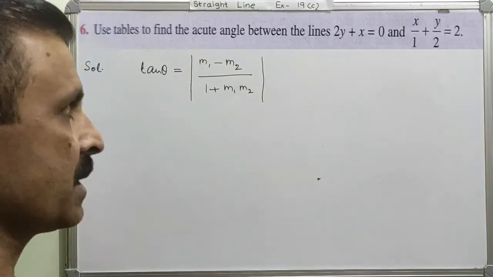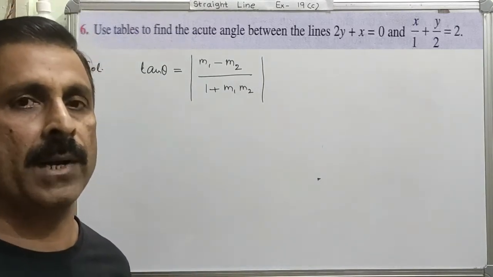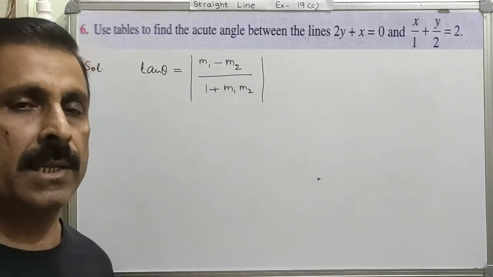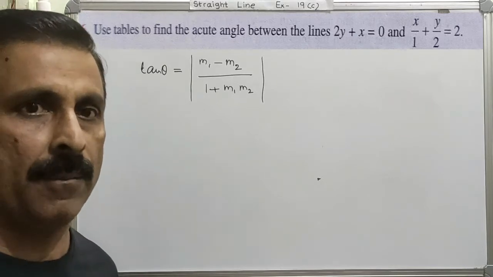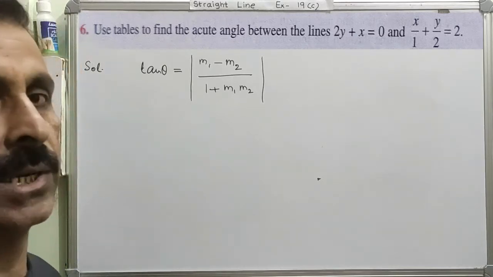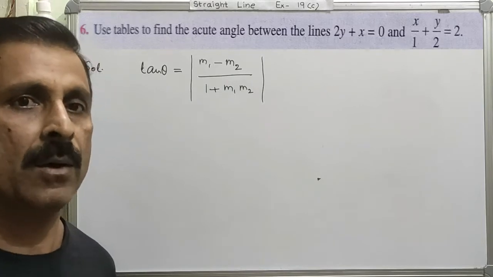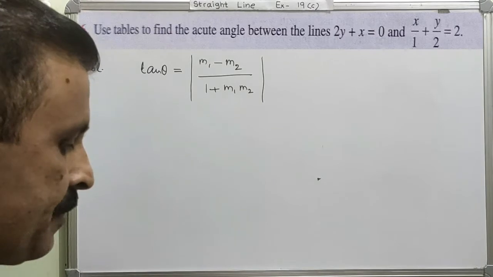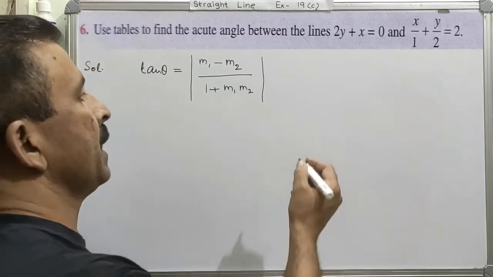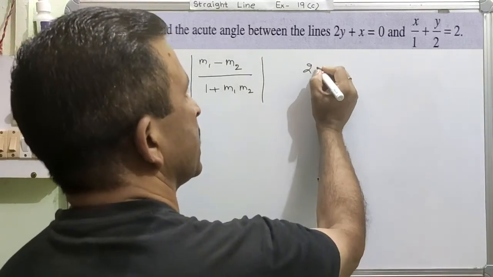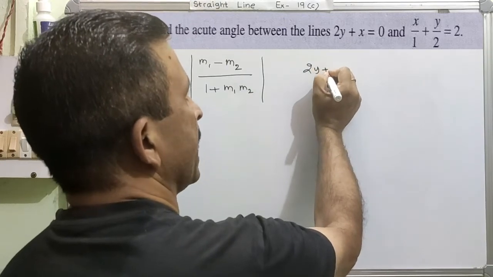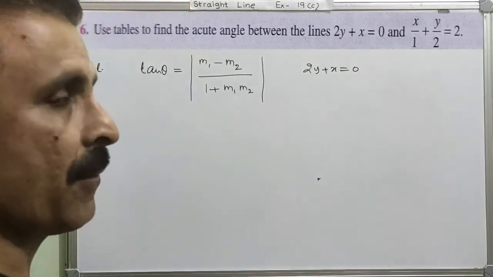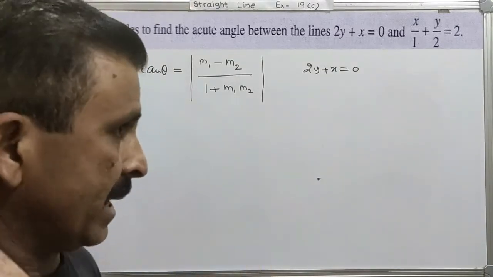Is it okay? So first of all, from the two given equations, we need to find out the slope. And to find out the slope, there are two ways. Either you can write the equation in the general form, or you can write the equation in the slope and y-intercept form. So whatever way you feel comfortable, you can do that. This is 2y plus x is equal to 0. This is your first equation and it is in the general form.